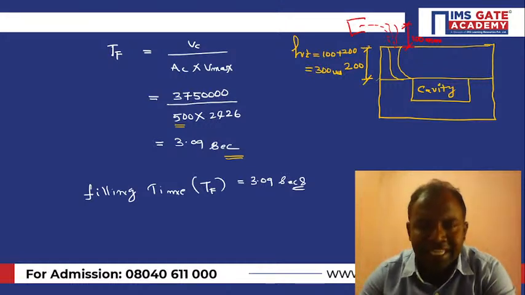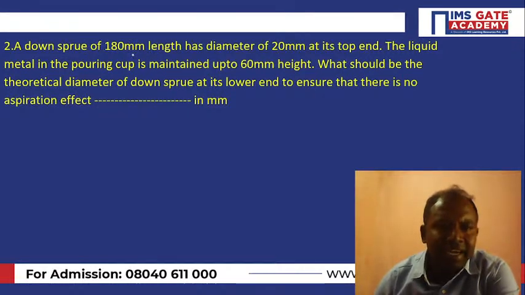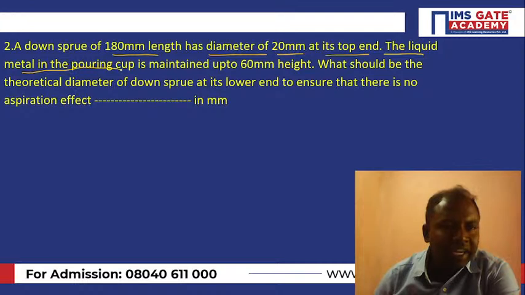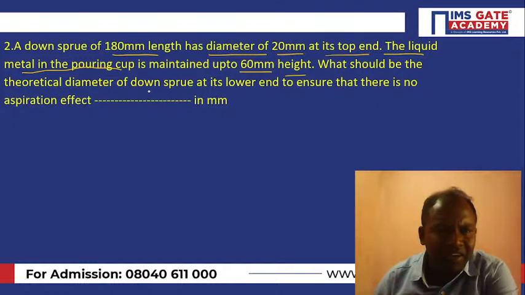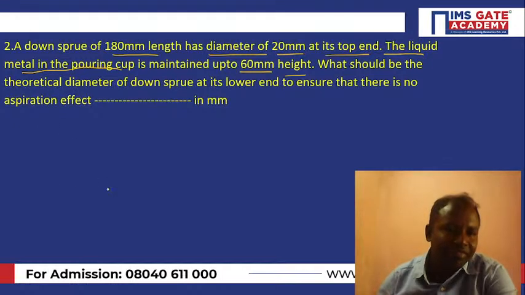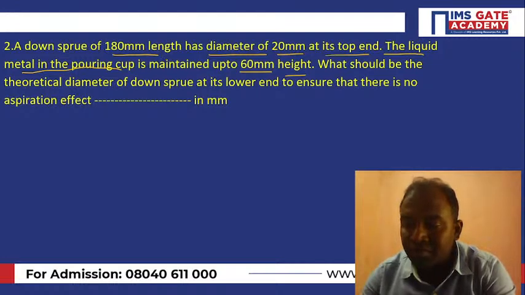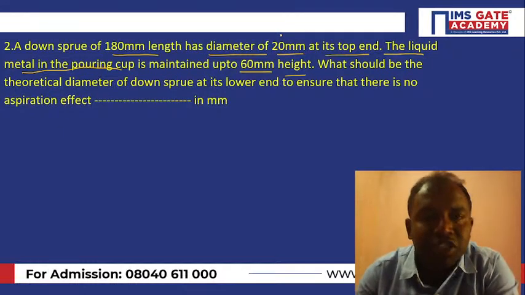All right, next question. A down sprue of length 180 mm has a diameter of 20 mm at the top end. The liquid molten metal in the pouring cup is maintained at 60 mm height. What should be the theoretical diameter of the down sprue at its lower end, to ensure that there is no aspiration effect? Okay, so now it is also a previous GATE question, for 2 marks.